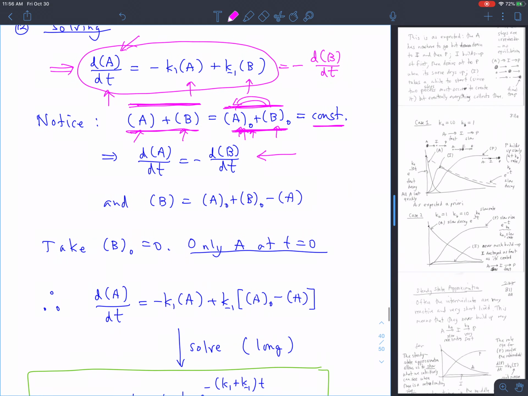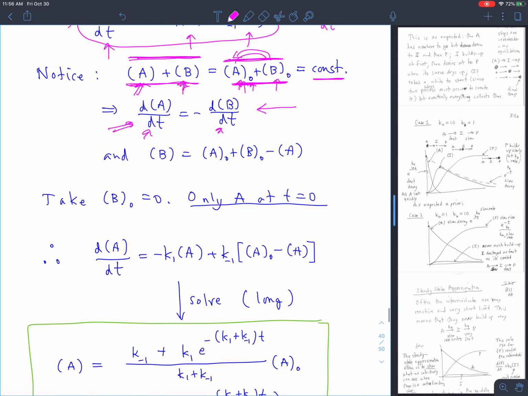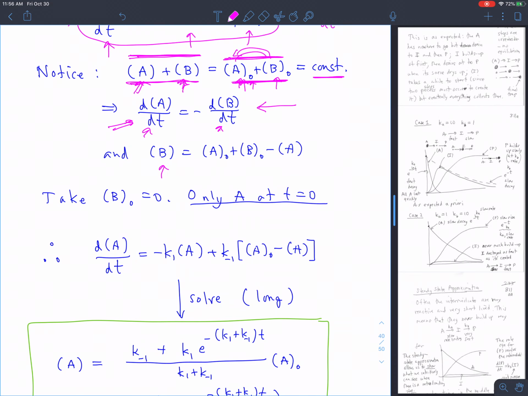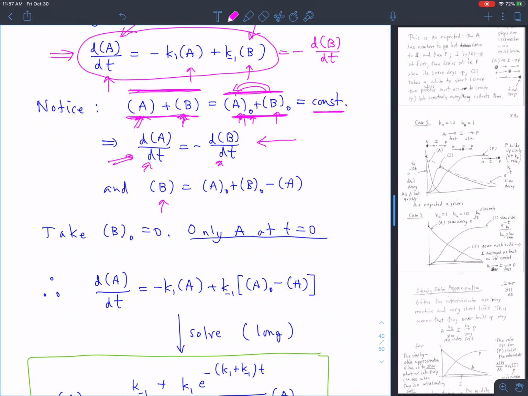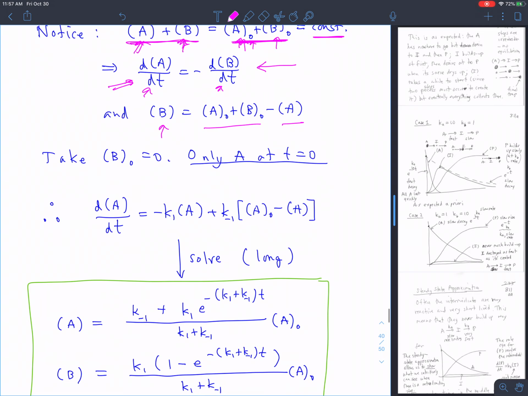And given that, you can see that if you take the derivative of both sides here, that's going to give us the fact that the time rate of change for A is equal to minus the time rate of change for B. But it also allows us to eliminate B from our differential equation up here. We can write that B is equal to A0 plus B0 minus A, and then we can substitute in, and now we have a differential equation that just has A as a variable. And so now it's a closed equation that we can solve.